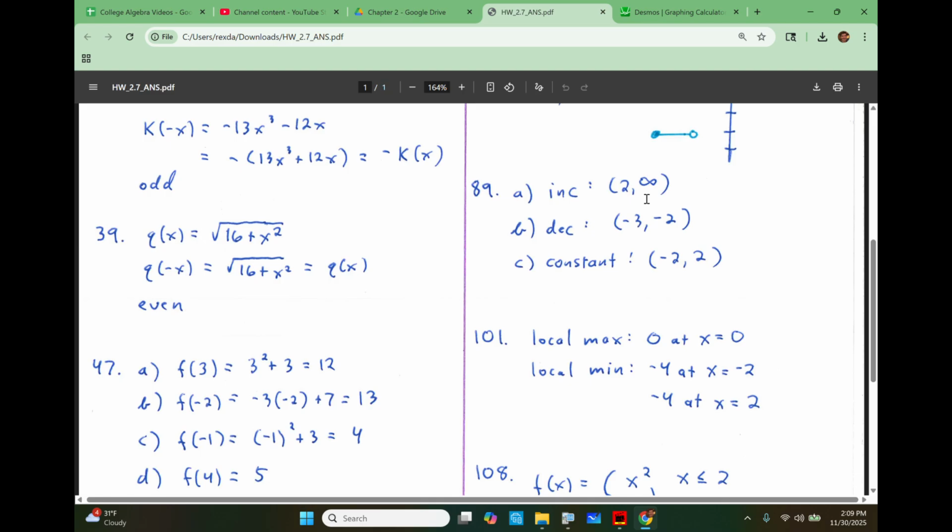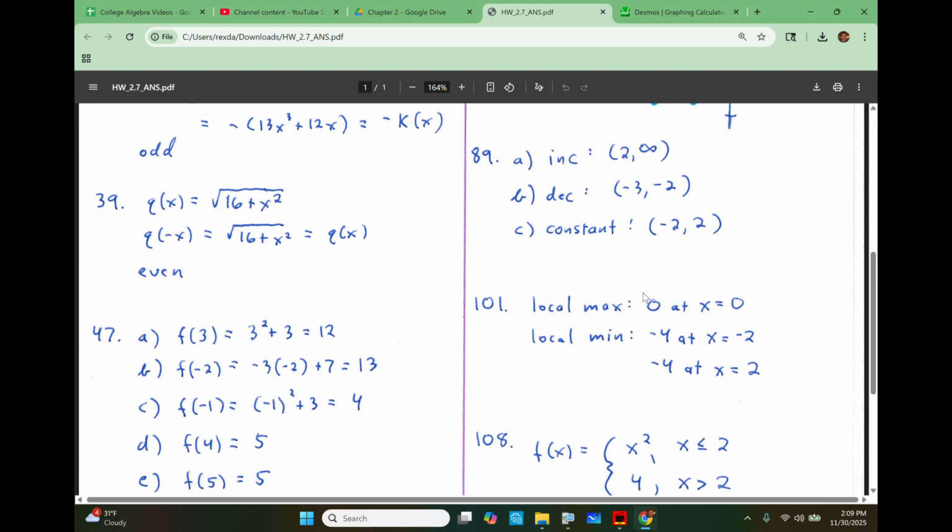In 101, relative mins and maxes. Okay, so again, this is where they're real finicky, and you can't just write the point. The answers are actually the y value. So the local max is the highest point in a little area. So if you look at 0, there's a local max of 0 at x equals 0, because that y value of 0 is the highest y value in that little area around it.